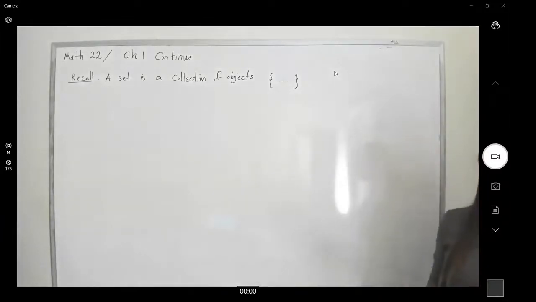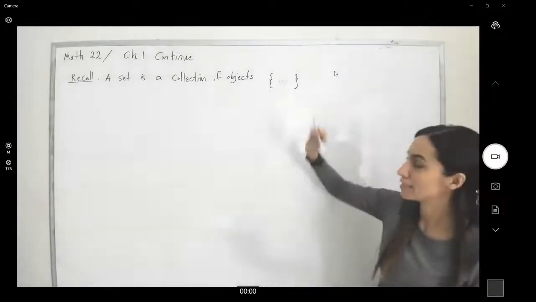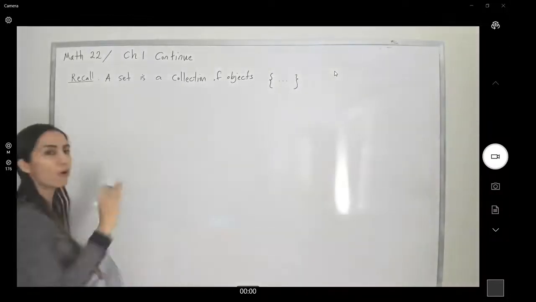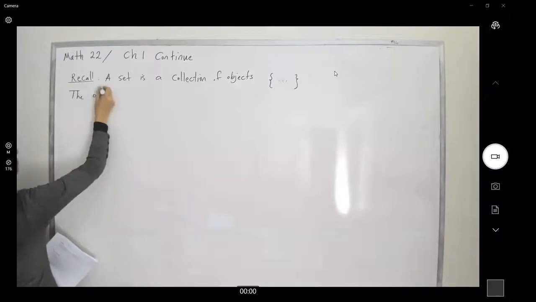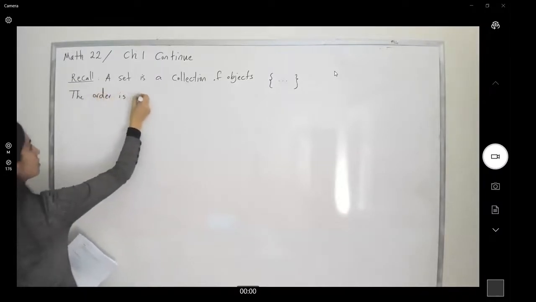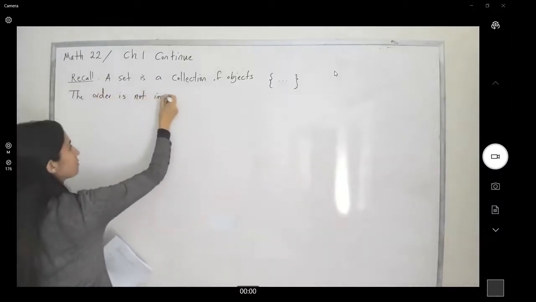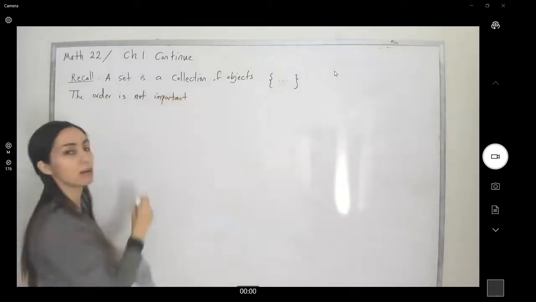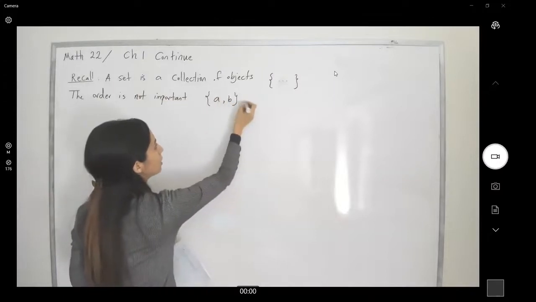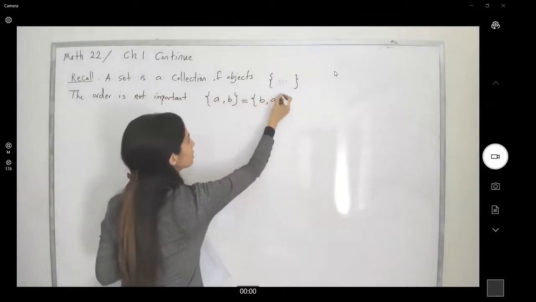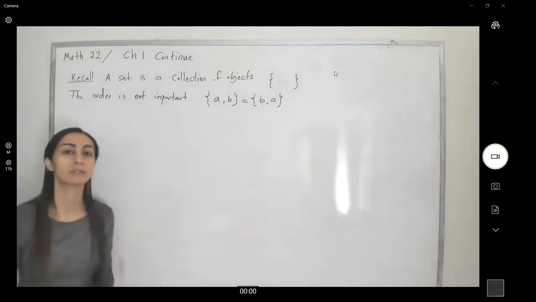Very well. So we know that when we have a set, order is not important. What's the meaning of that? It means that the set including A, comma B is the same as the set including B, comma A. There is no difference between them.